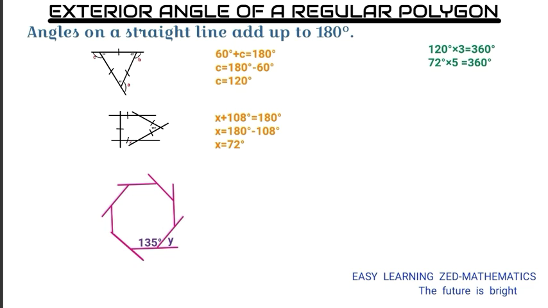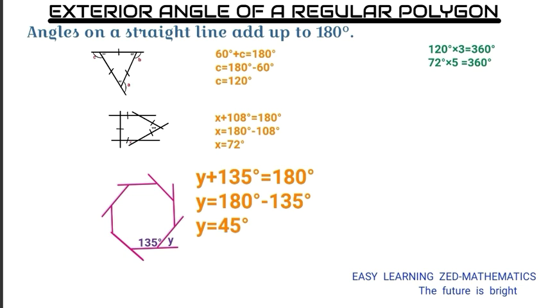So since we know the value of one interior angle of this polygon, we can find the exterior angle. Like I said earlier, these two angles, 135 degrees and y, lie on the same straight line. That means we can write y plus 135 degrees is equal to 180 degrees. Then we put like terms together as usual, so y is equal to 180 degrees minus 135 degrees. When we calculate that, y is equal to 45 degrees. That is the value of the exterior angle of this polygon, so every exterior angle of this polygon is equal to 45 degrees.